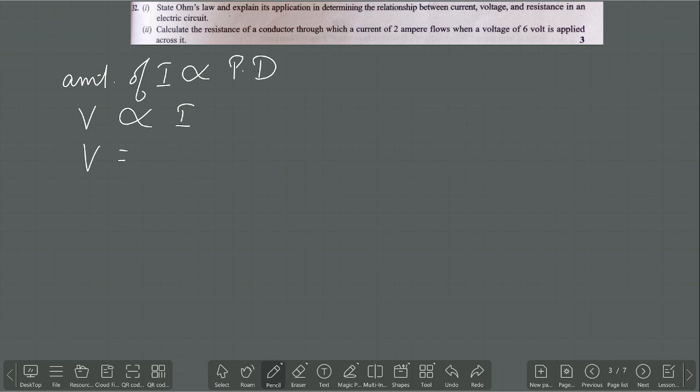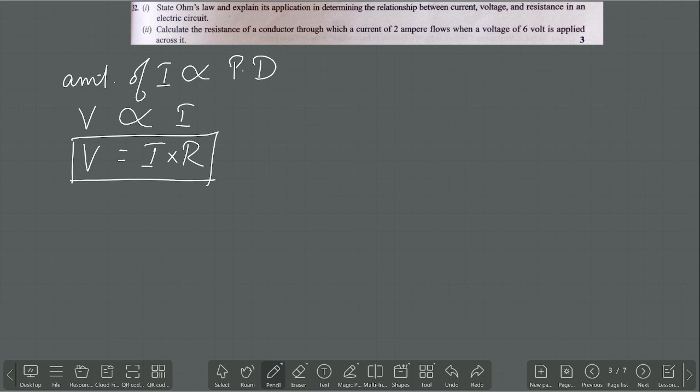State Ohm's law. So what is meant by Ohm's law? Ohm's law states that the amount of current passing through the conductor is directly proportional to the potential difference created across the ends of the conductor. V is directly proportional to I. So on removing the proportionality symbol, we introduce a constant called R. So V is equal to I into R.